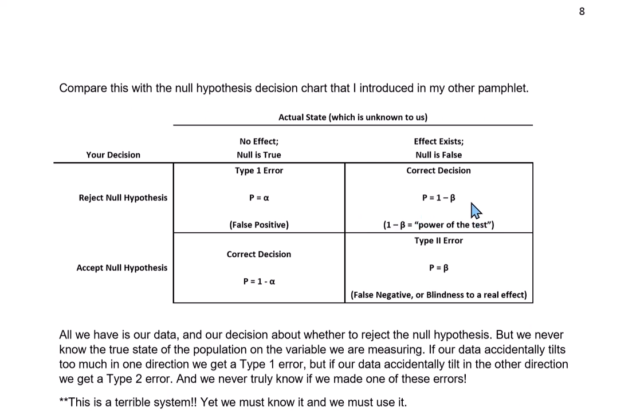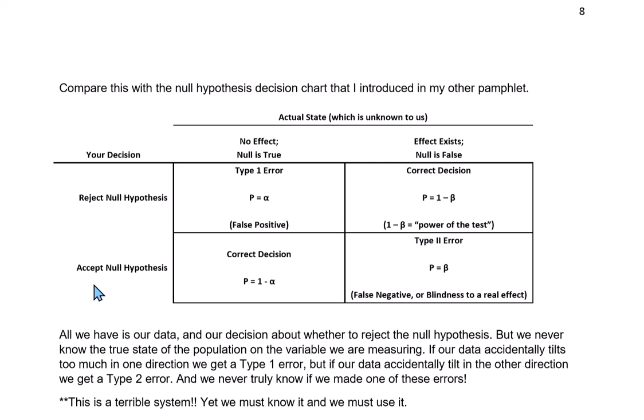The only way to calculate beta is by running a power analysis. And in order to run a power analysis, you have to know the magnitude of the treatment effect, which if you knew that, you probably wouldn't be doing the experiment. So most of the time people do experiments without knowing what beta is in terms of a numerical value.